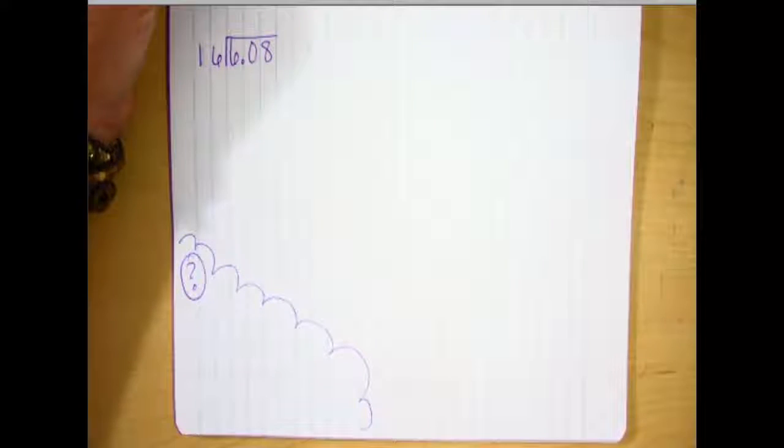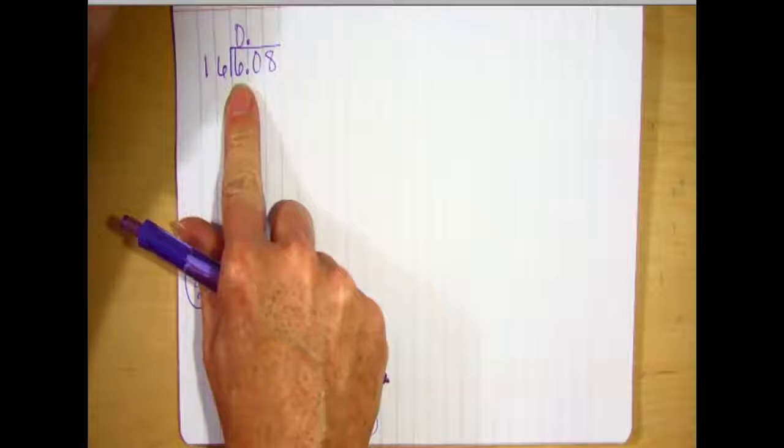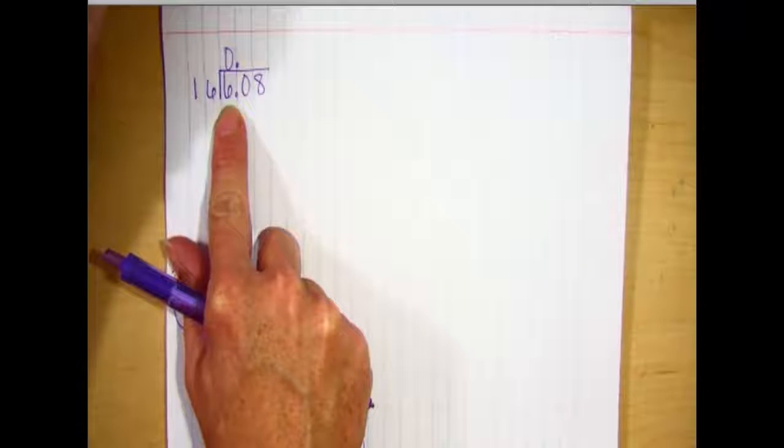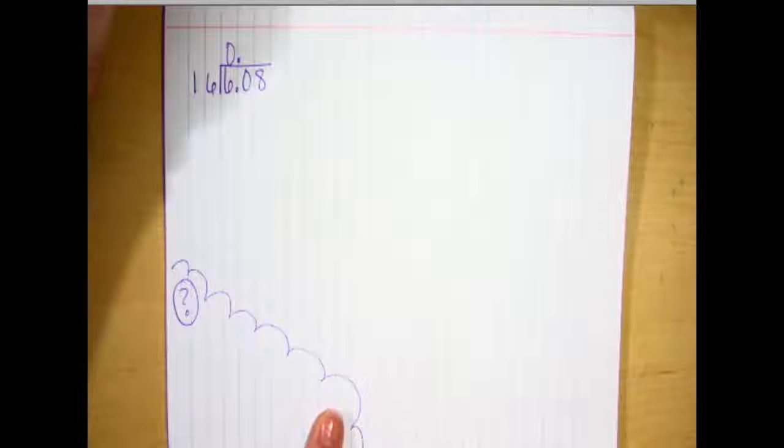So 16 is really close to what? 15. It's closer to 15. If you double 15, how much is it? 30. If you double 30, how much is it? So what do you want to do for our first guesstimate? Because I know I can't do 16 into 6, I might as well just put a 0 and a decimal there. It's got to go there. So if I can double 16 and get 30 and double 30 and get 60, what should my first guesstimate be? 16 times what, Sydney?